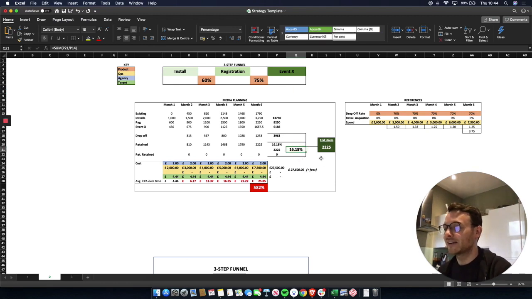16% of users now, 2,225 people in your funnel retained, and an overall cost per acquisition of £25.85. Now, yes, we are still seeing a 582% increase in those users, but we are making that money go a hell of a lot further already.